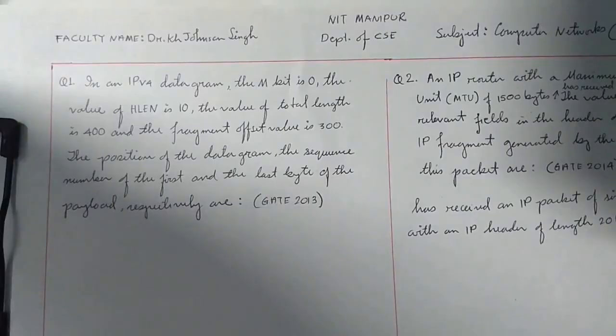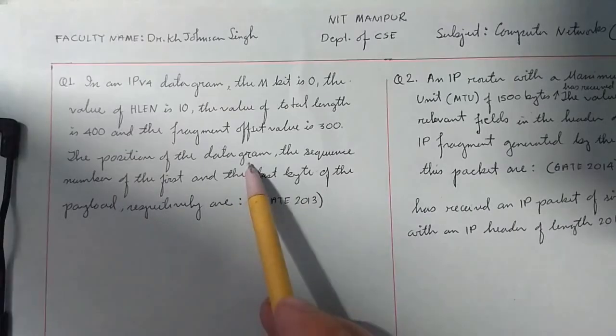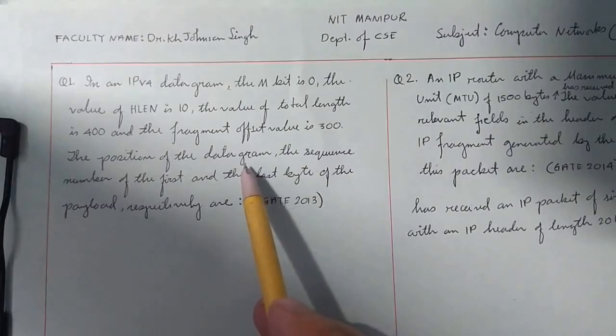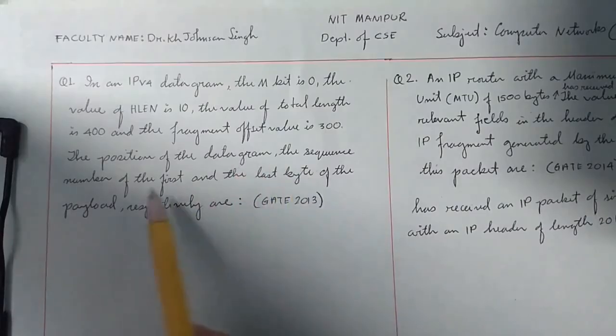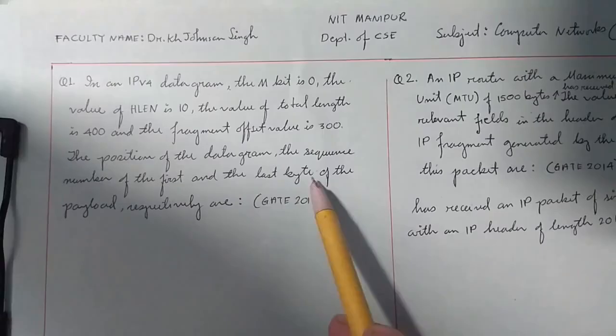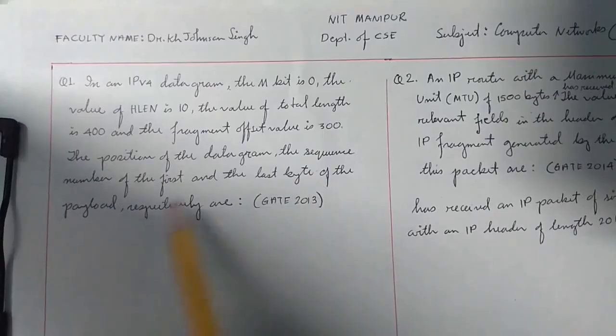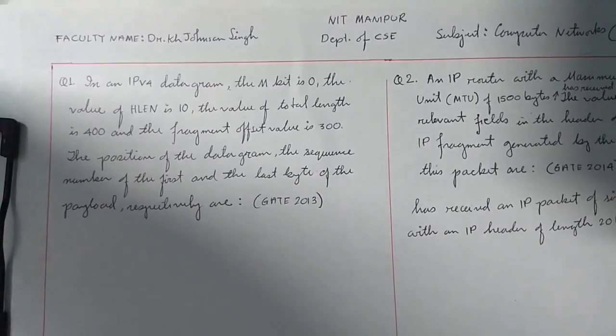When given such a problem, we have to find the position of the datagram, whether this is the first fragment or the last fragment. We have to check what is the sequence number of the first and the last byte of the payload. First, we have to find these three points here. So what is given in the question?